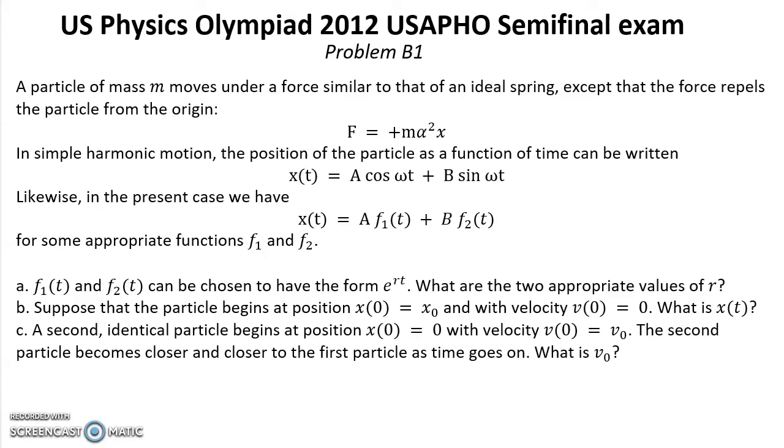Likewise, in the present case we have x as a function of t for some appropriate functions f1 and f2. Question A. f1 and f2 can be chosen to have the form e to the power rt. What are the two appropriate values for r?